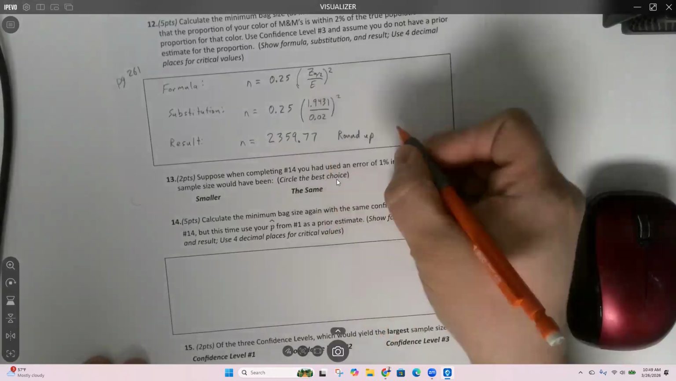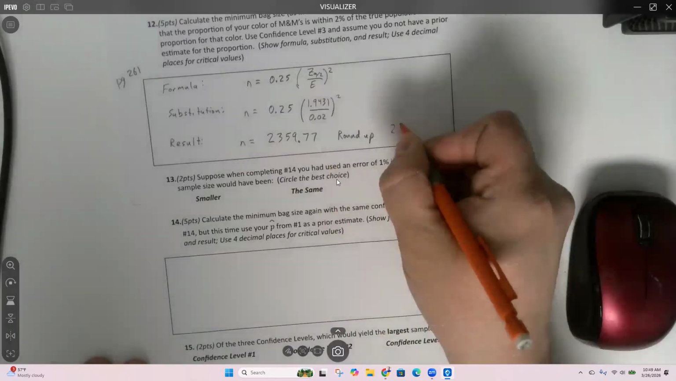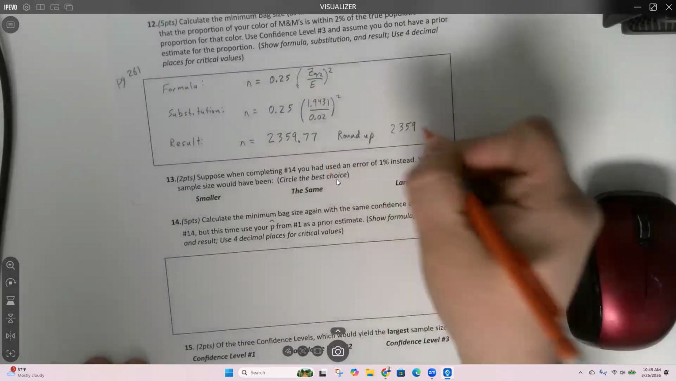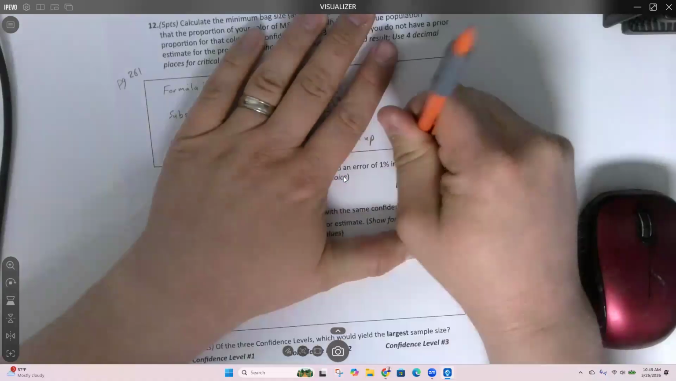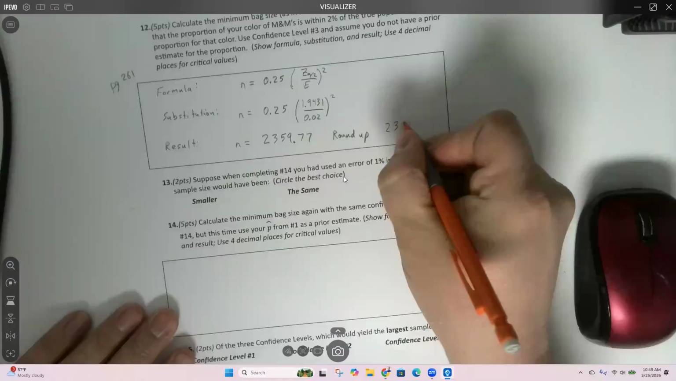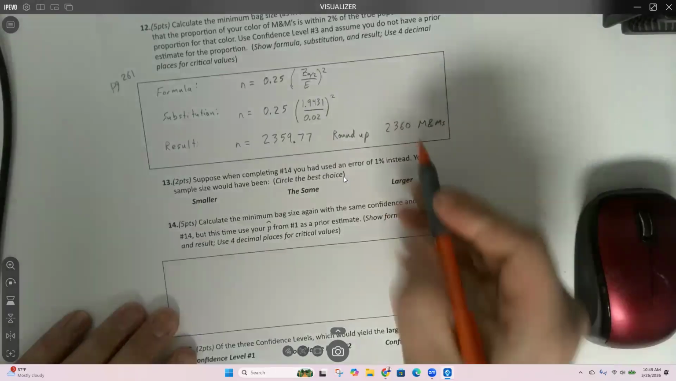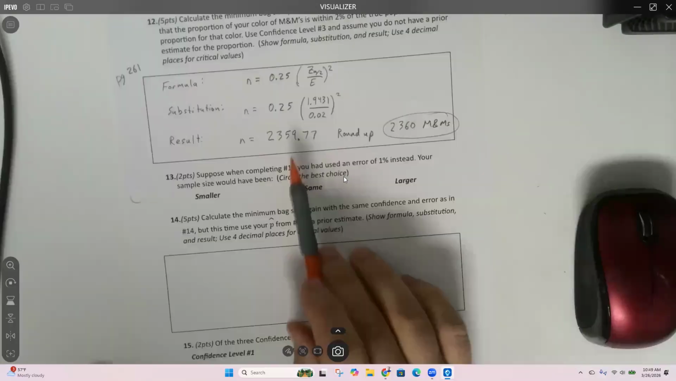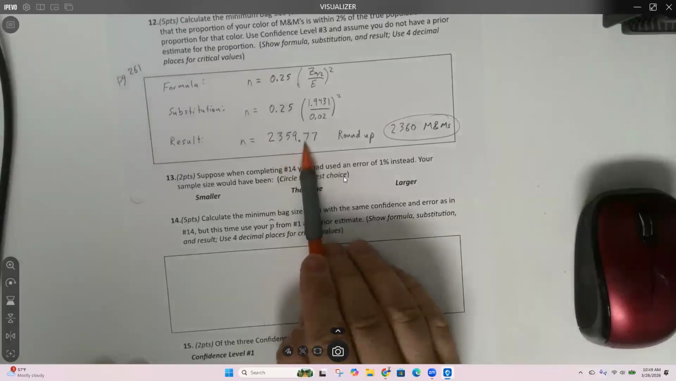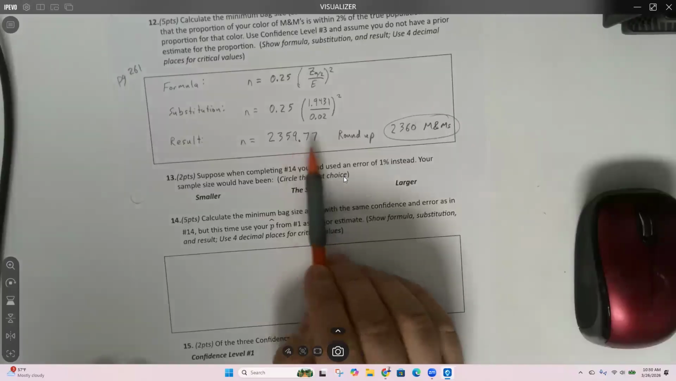Okay? So my sample size is 2,360 M&Ms. Sorry, I have to round that up. If this had been 2,359.10, I would still round it up, okay, to the next whole number.